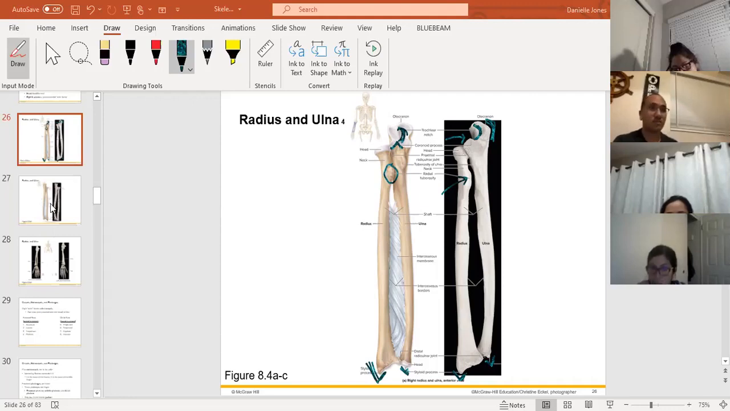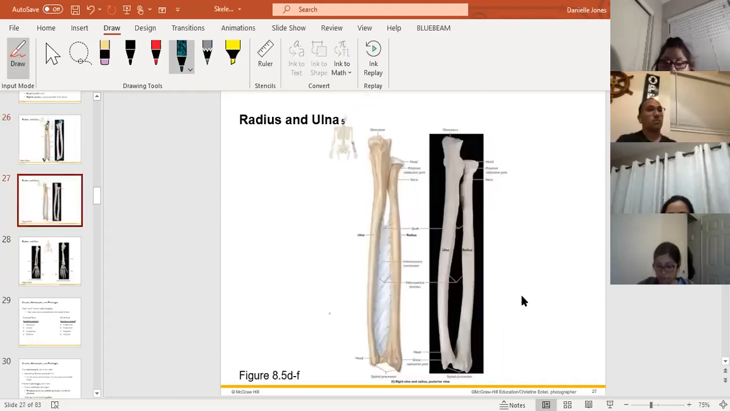I just want to show the posterior side of the radius and the ulna just so you can see the view of it. Not much of a difference. The biggest thing on the posterior side that you would find is this right here, that olecranon process. It's just much more apparent. And we know that that's the posterior view because we don't see the semilunar notch.